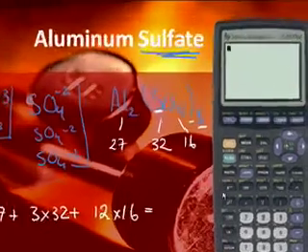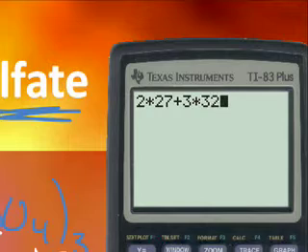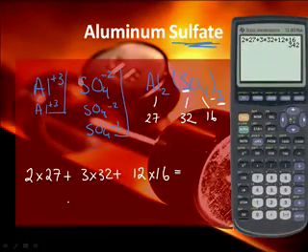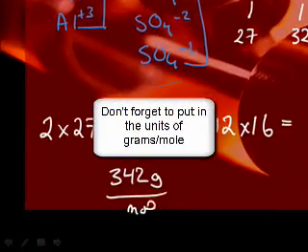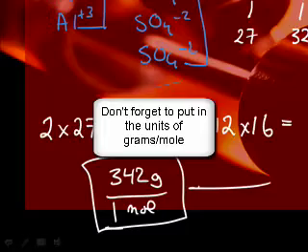So let's go to the calculator. 2 times 27 plus 3 times 32 plus 12 times 16. I like to do it all in one step, young people, because that helps us figure out the answer, and then you make fewer mistakes, I really believe. And we get the big answer of 342 grams per mole. No naked numbers. Put those units in there.